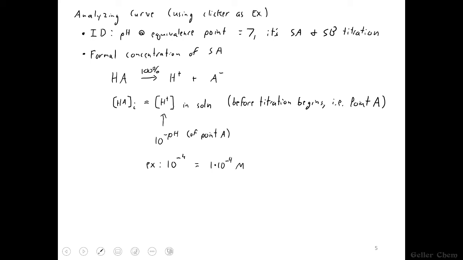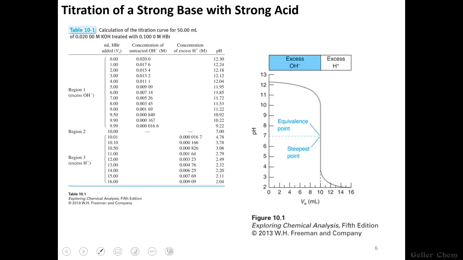But what if the situation was reversed and we had a base that we wanted to learn about? Well, then we would titrate that base with a strong acid, and if the base was strong, we would see the exact opposite of what we observed the other way. We would start with a high pH, we would then neutralize to equivalence.